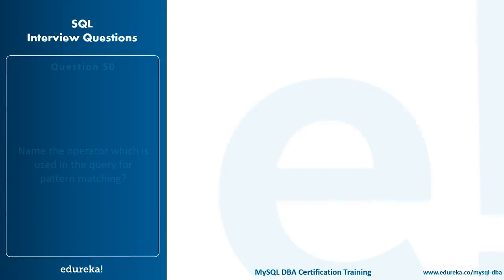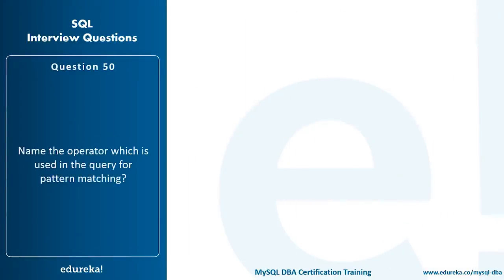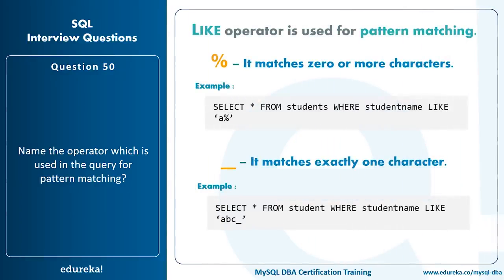Now let's move forward to the next question, that is, name the operator which is used in a query for pattern matching. The operator used in a query for pattern matching is the like operator. In the like operator, you can use either the percentage sign or the underscore sign. The percentage sign matches 0 or more characters. If you use the percentage sign in a query like select star from students where student name like 'A%', all those student names that start with A and end with any character will be taken into account, and all the information related to those records will be retrieved.